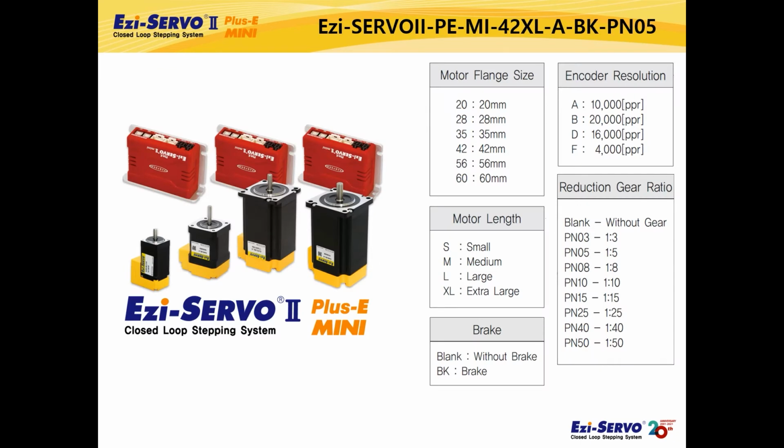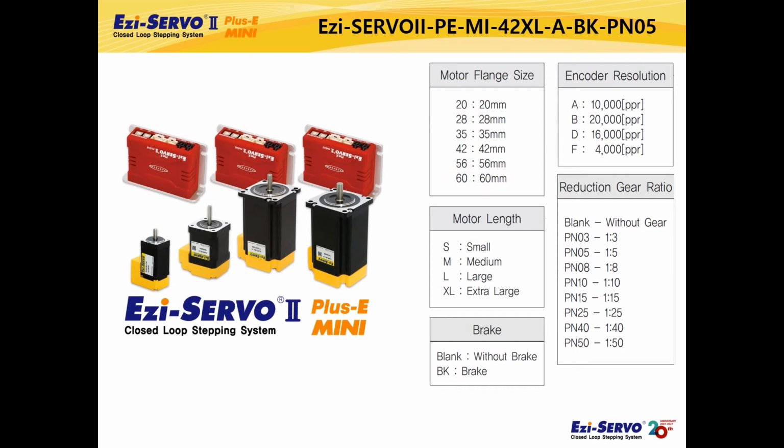First of all, I will explain the combination model name of Ezi-SERVO Plus-E MINI product. In the example model name, PE means Embedded Controller with Ethernet Network, and MI stands for Mini. 42 means 42 mm motor flange size, and XL means motor length. 8 means a product with 10,000 ppr encoder applied. BK means that a brake is attached to the motor, and PN05 means that a planetary gearbox is attached to the motor.